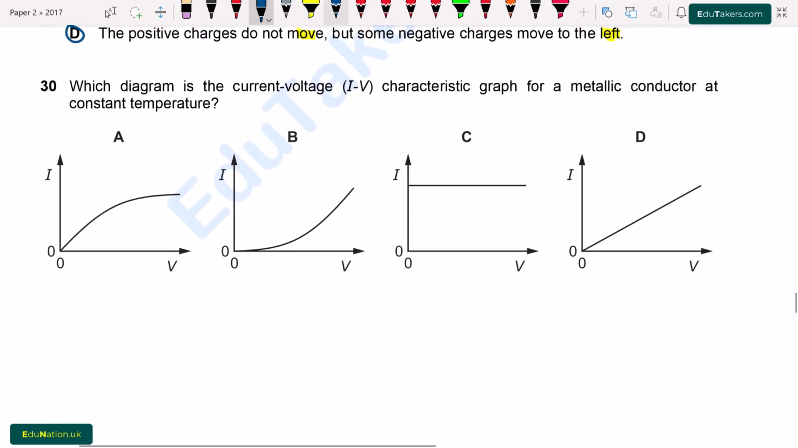Question number 30. Which diagram is the current-voltage I-V characteristic graph for a metallic conductor at constant temperature? Options A, B, C and D are shown. The metallic conductor obeys Ohm's law, that V is directly proportional to I. The potential difference is directly proportional to the current, provided that temperature is constant. It means that the graph will be a straight line. From here, option D is correct.